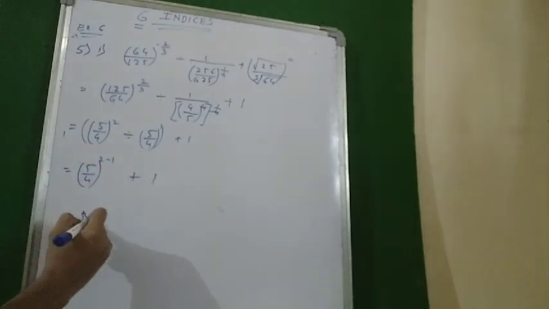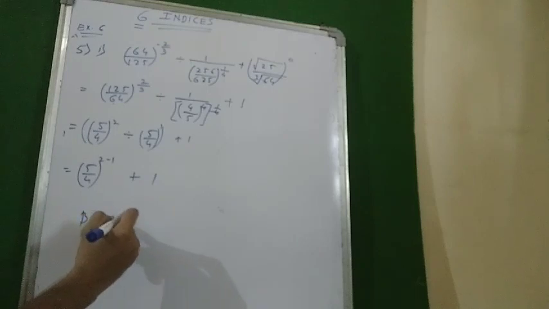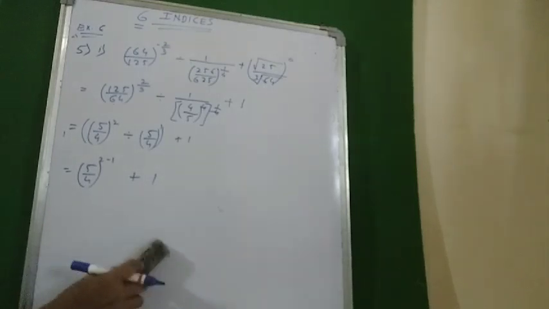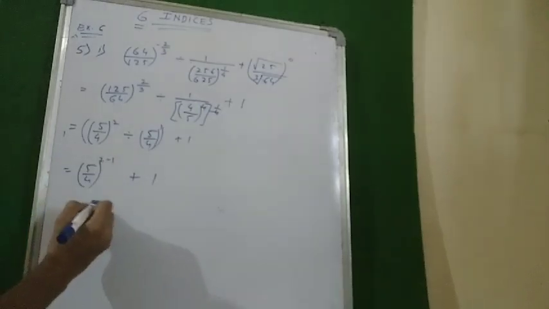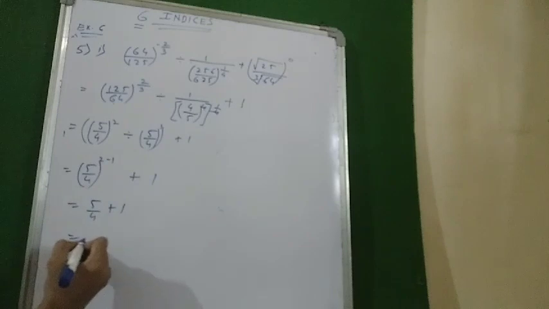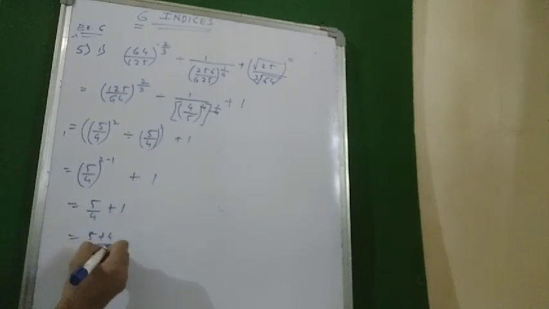BODMAS rule. First division, then addition. Okay. So (5 upon 4) raised to 2 minus 1. It is (5 upon 4) raised to 1 plus 1. Okay, so I'll cross multiply it. 5 plus 4 ones are 4 upon 4. 5 plus 4 it is 9 upon 4. Okay, so the answer for the first part of the fifth question is 9 upon 4.